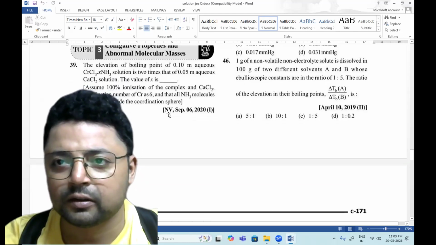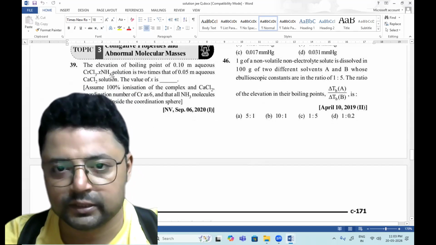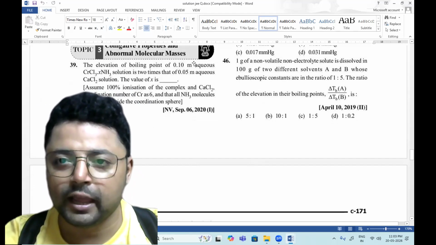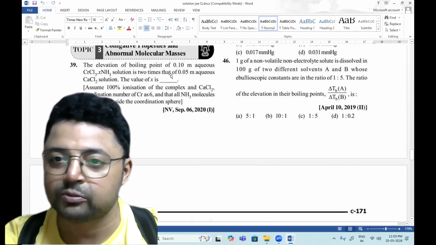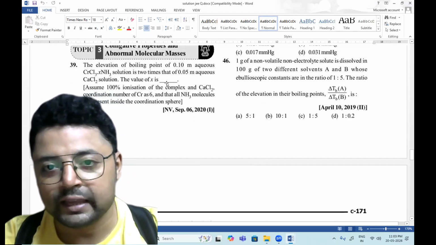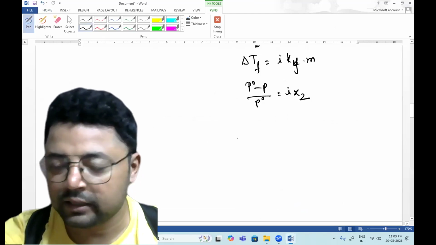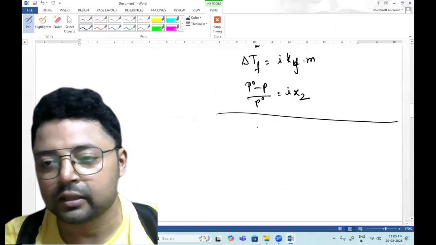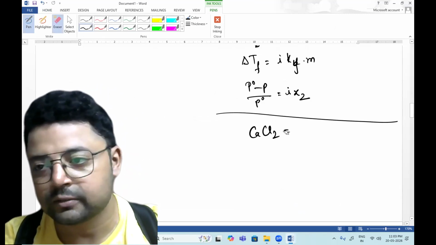Okay, here I think you can see the question. So this is the main thing: the elevation of boiling point of 0.1 molar aqueous CrCl3·xNH3 solution is 2 times that of 0.5 molar aqueous CaCl2. The value of x is, so according to this question, you have to find out the value. CaCl2 will undergo complete dissociation.